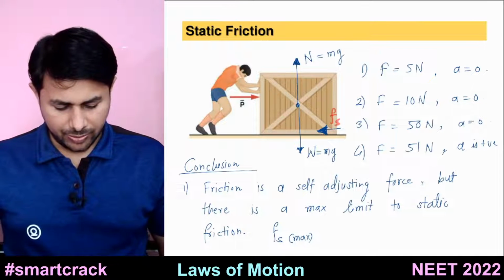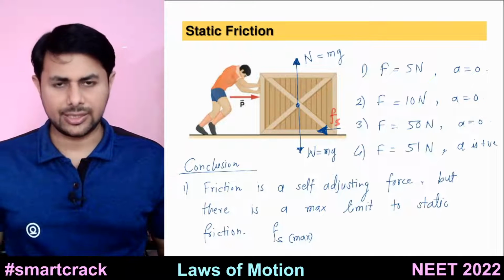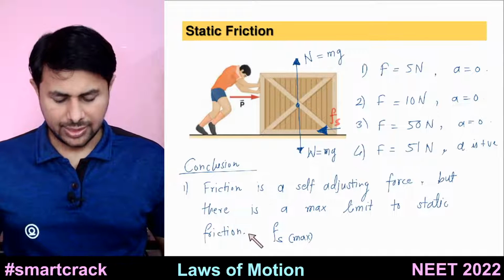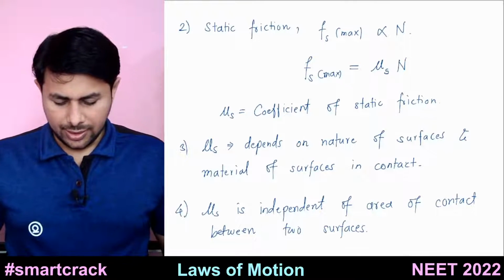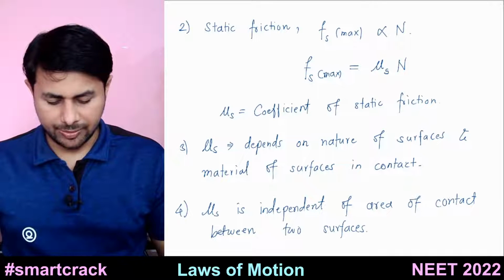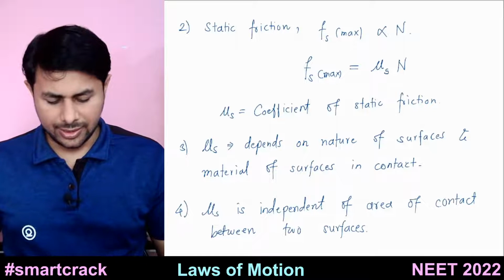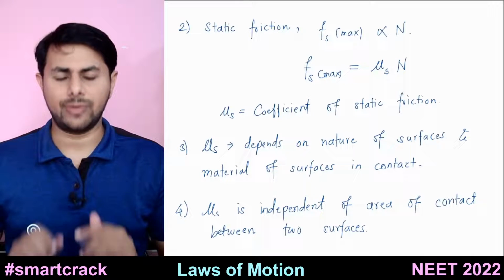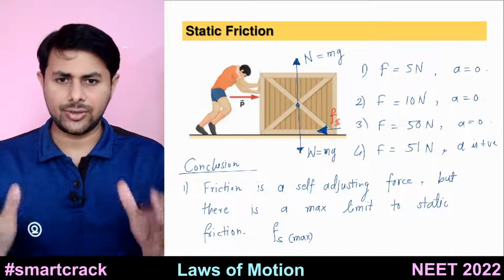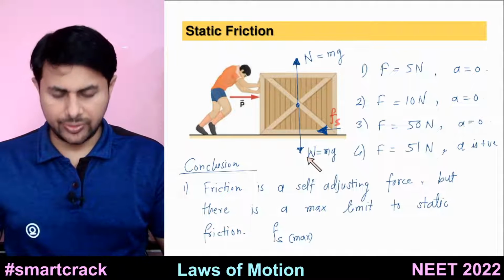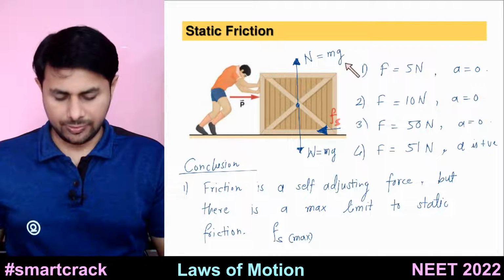Now this frictional force, as we discussed, is a self-adjusting force and there is some maximum limit to this static frictional force. And there is a law of static friction that if you measure this frictional force, you will find that it is directly proportional to the normal reaction. How much is normal reaction? This block is resting on the ground, its weight is acting downwards, and the normal reaction due to the surface acts upwards. It's equal to what?